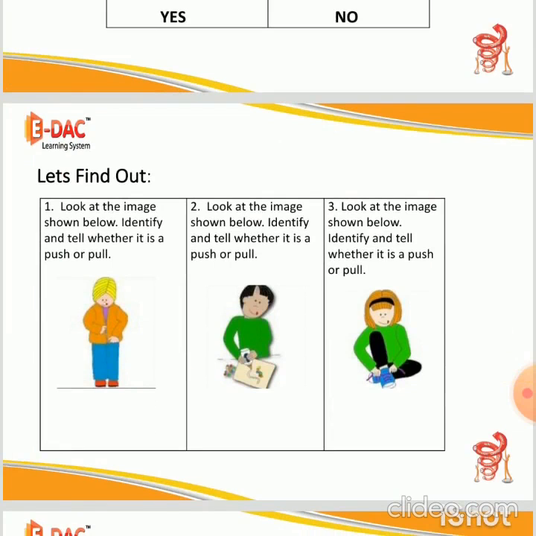Let's check. Sheena is swimming in the pool. Definitely some work is being done because she is changing the position. So yes, work is being done. Second, Rose plant is carrying out photosynthesis. No work is being done because there is no change in the position and shape and size and the movement of the object.